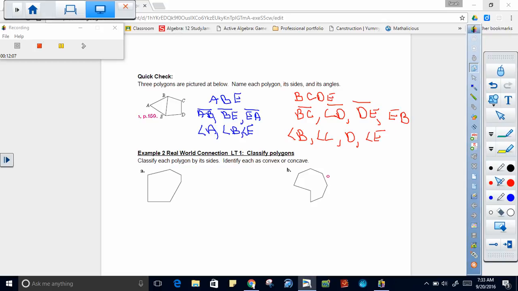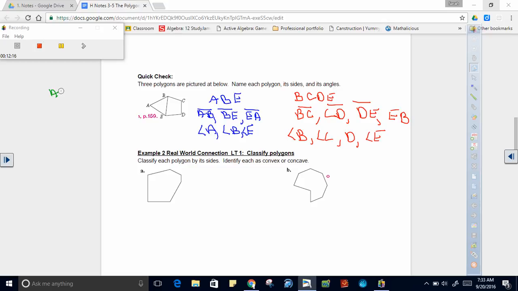My last and final polygon would be the whole thing. I'm going to do that over here. So I would have A, B, C, D, E. And I would have side AB, side BC, side CD, side DE, and finally EA. My angles would just be those points. So angle A, angle B, angle C, angle D, and finally angle E.